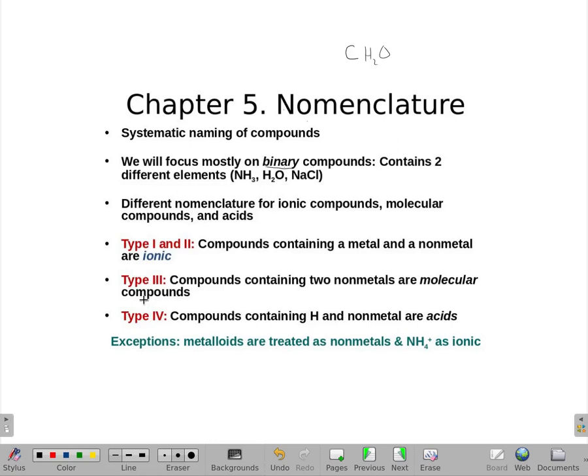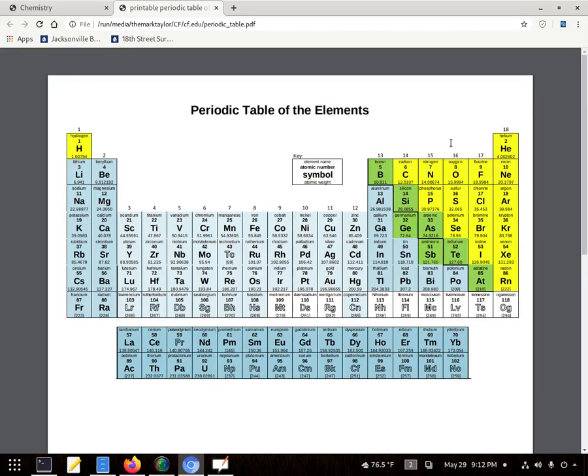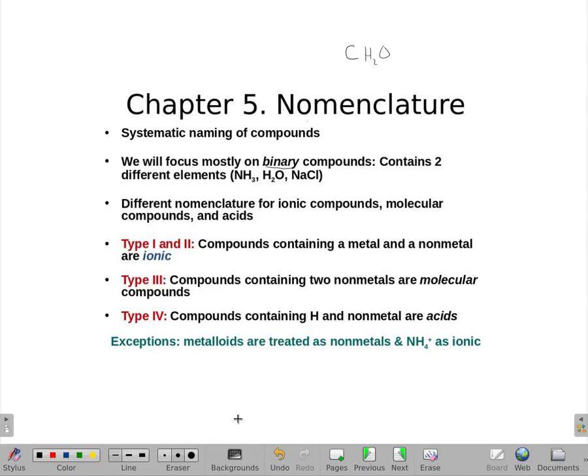Now, technically, your book breaks it into four different categories. Type 1 and Type 2 names are for what we call ionic compounds. You're going to see most of these are from the periodic table. You have a metal and a non-metal. The exception is in place of some of the metals, we have NH4. NH4 also behaves like a metal ion. So this is metals or NH4 positive, and then a non-metal.